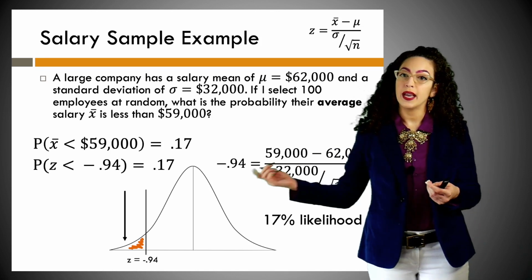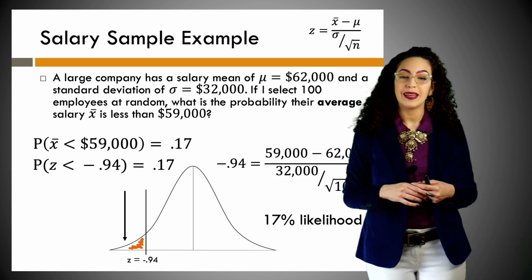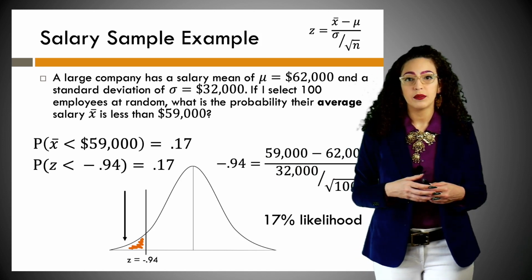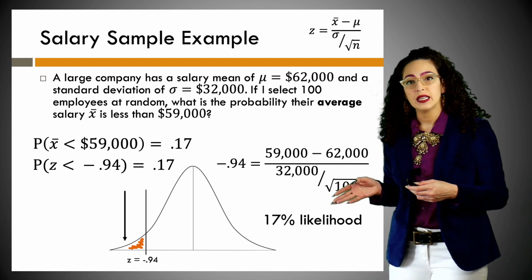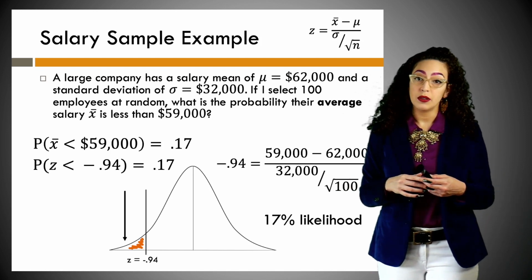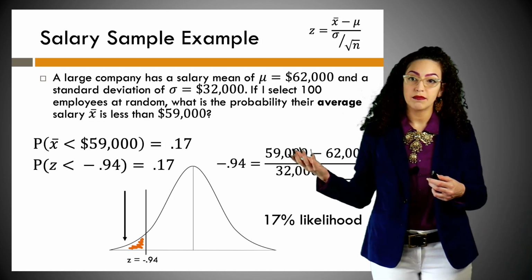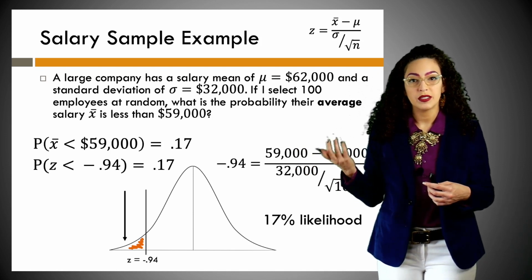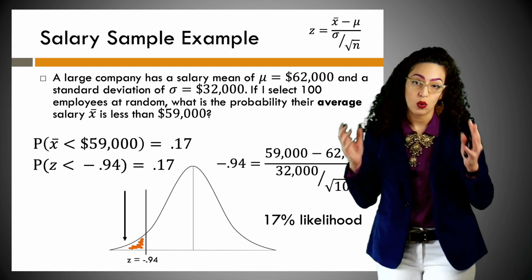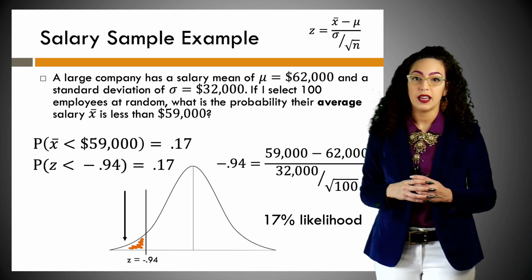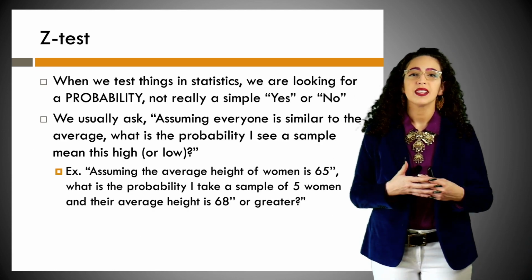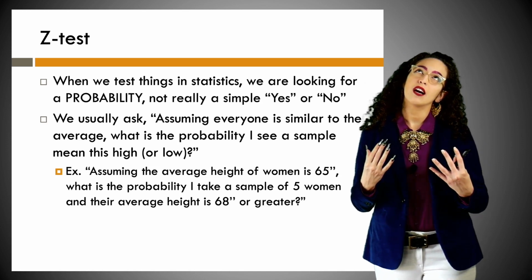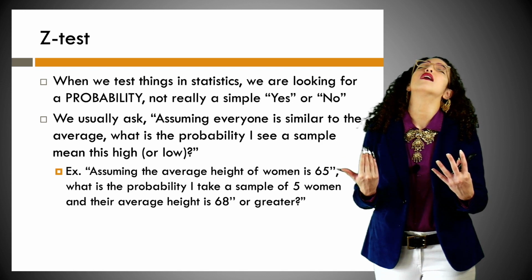And in this case, we end up with a z-score of negative 0.94. We go and look that up on our z-table, and we will see that the probability is 17%. So notice before it was 40-something% versus 17%. Much higher probability of seeing one person versus a whole group of people with a mean value that low.